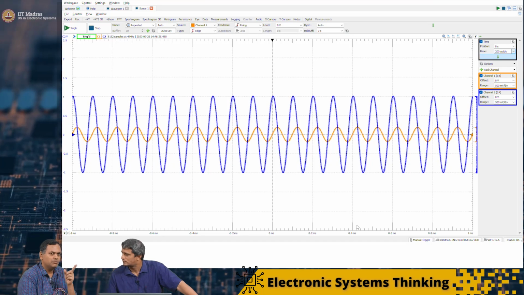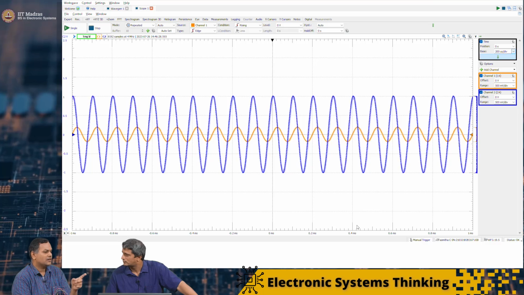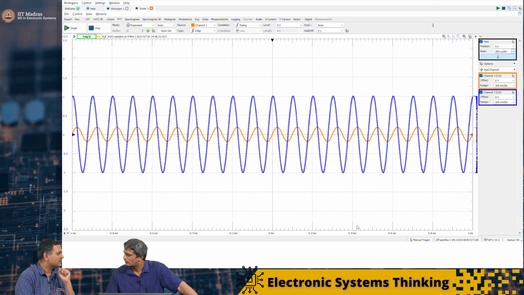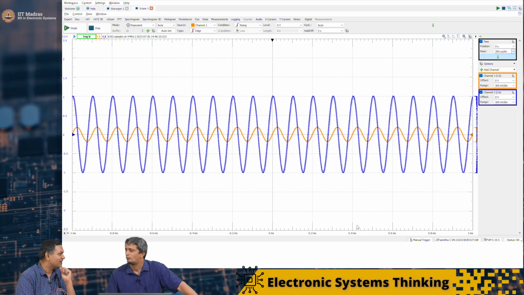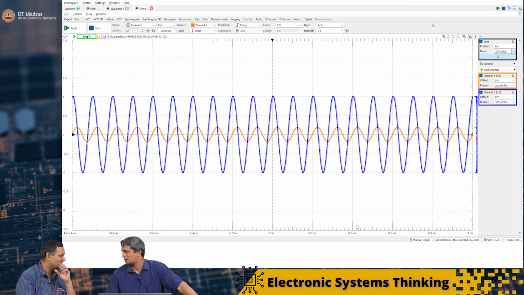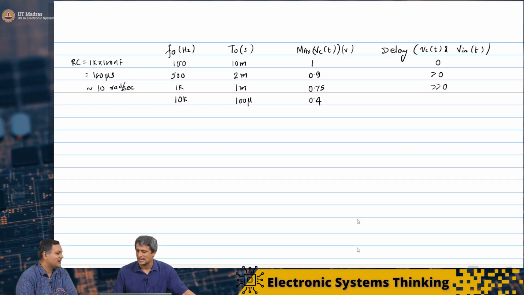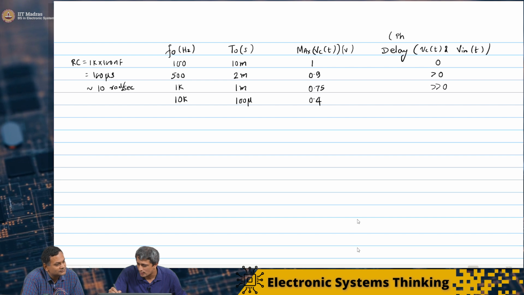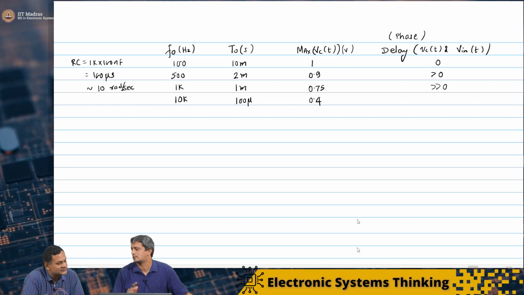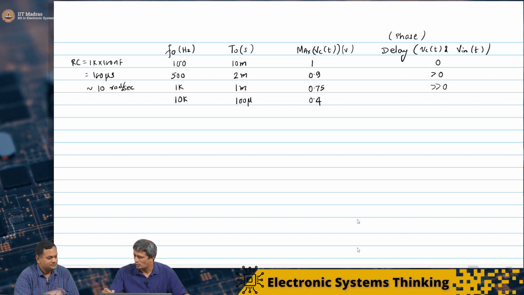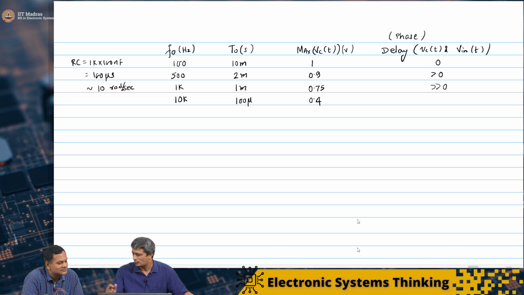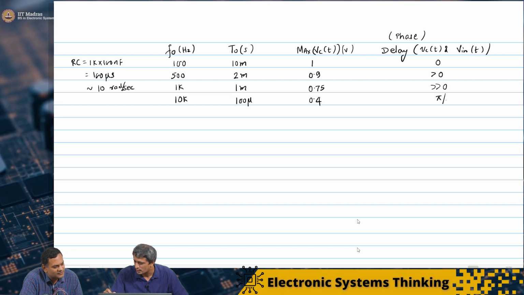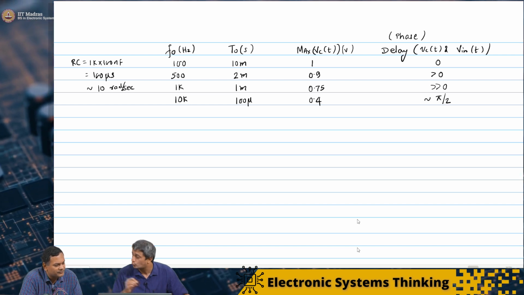You need to find something that is independent of the time period, independent of the frequency. Phase, exactly. Phase shift. So instead of delay, I will call this phase. It was some angle, some number. Around here, we seem to be close to pi by 2, nearly pi by 2.